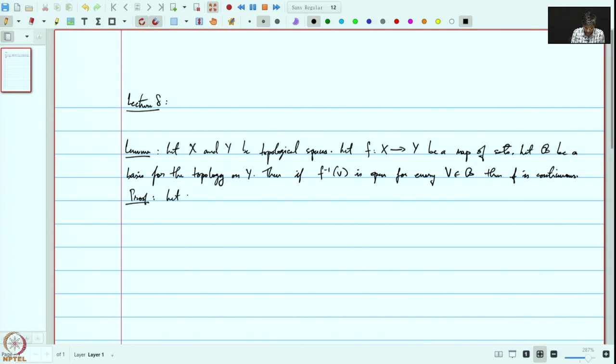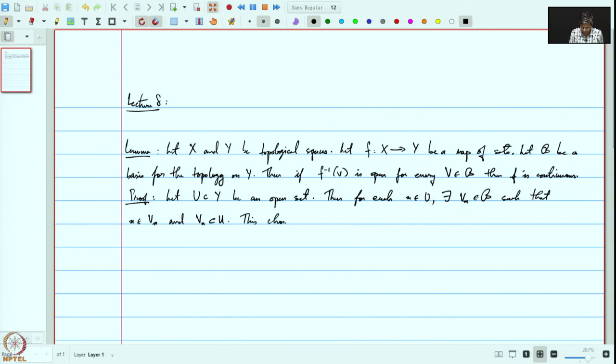So let U contained in Y be an open set. Then for each x in U, there exists a basic open set V sub x such that x belongs to V sub x and V sub x is contained in U. Therefore, this shows that we can write U as a union over all the x's of these V sub x. So then it's a straightforward check in set theory that f inverse U is equal to the union of f inverse of V sub x.